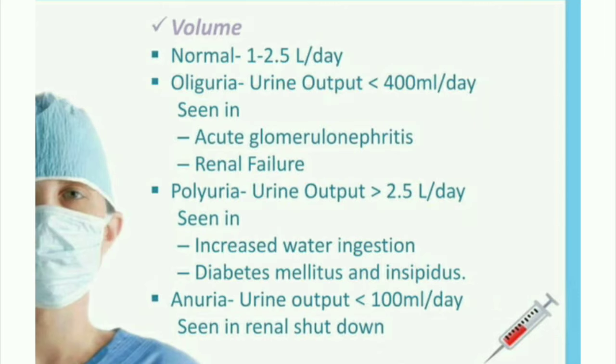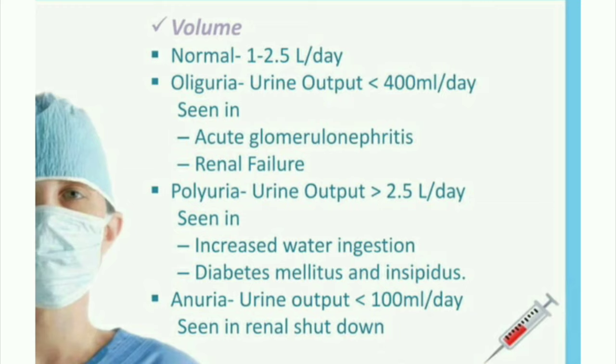Volume: normal is 1 to 2.5 liters per day. Oliguria is a condition in which urine output is less than 400 milliliters per day, seen in acute glomerulonephritis and renal failure.